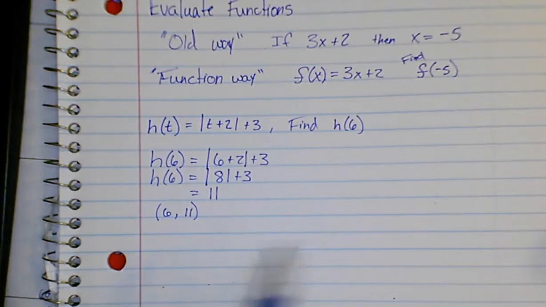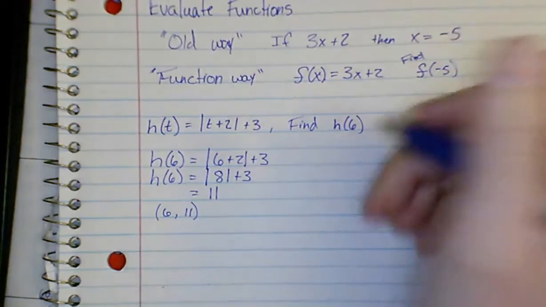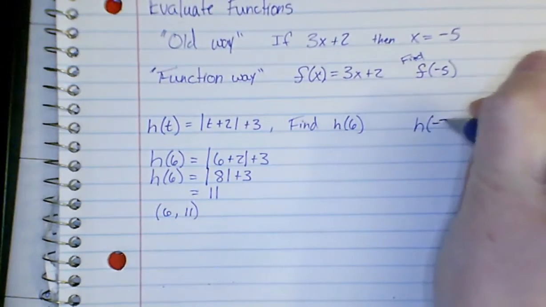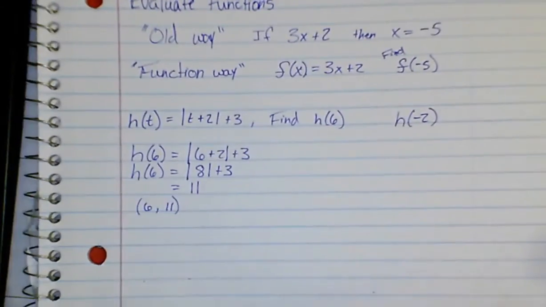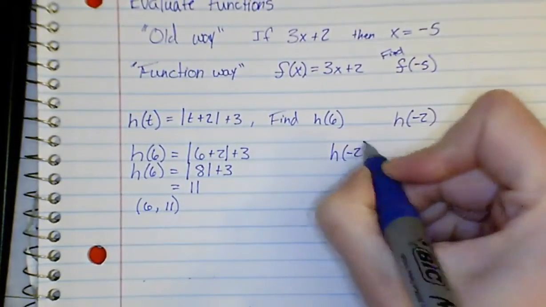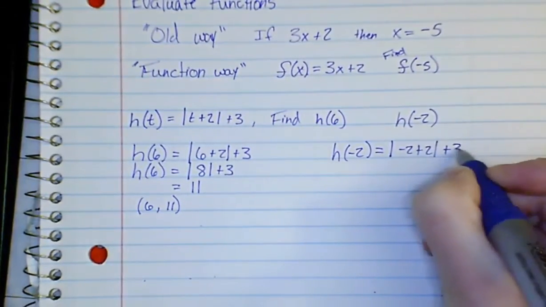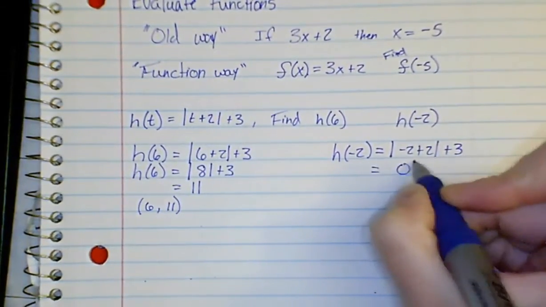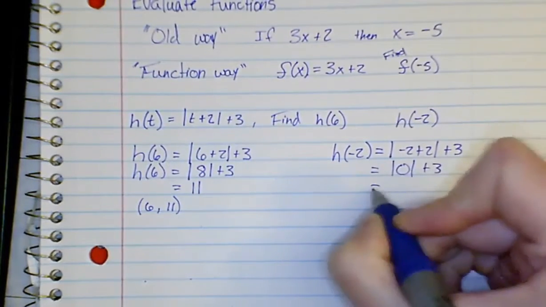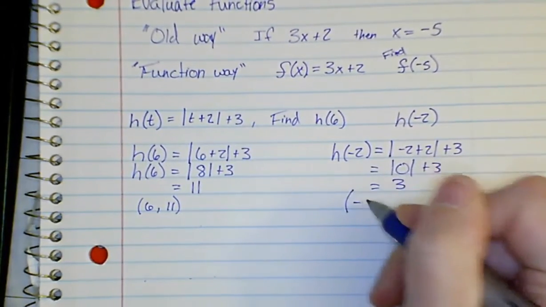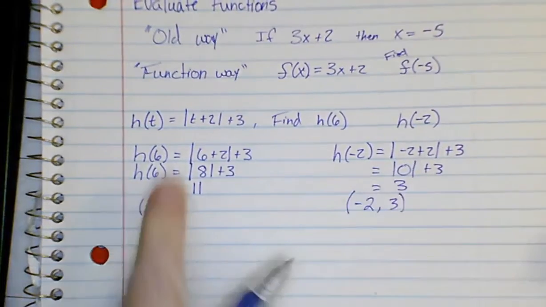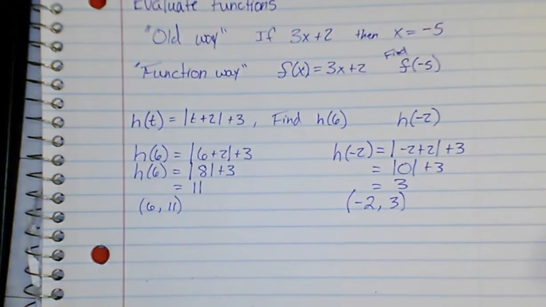So you can actually say, find h of negative 2. h of negative 2 equals absolute value of negative 2 plus 2, and then add 3, so we'll have absolute value of 0 plus 3, which equals 3. So on a graph, the point negative 2, 3 will be part of the line.